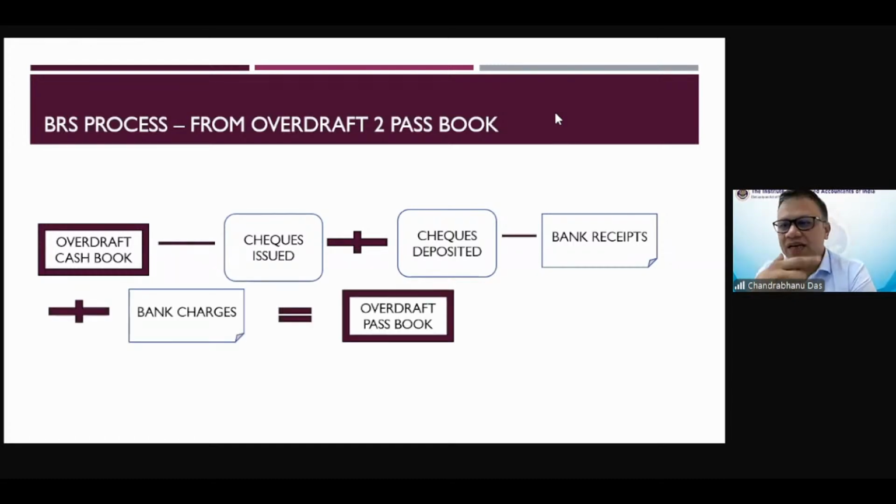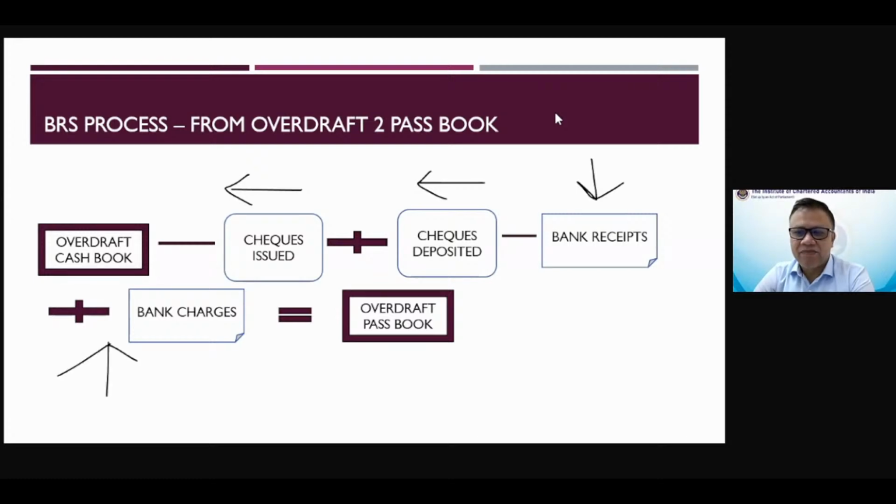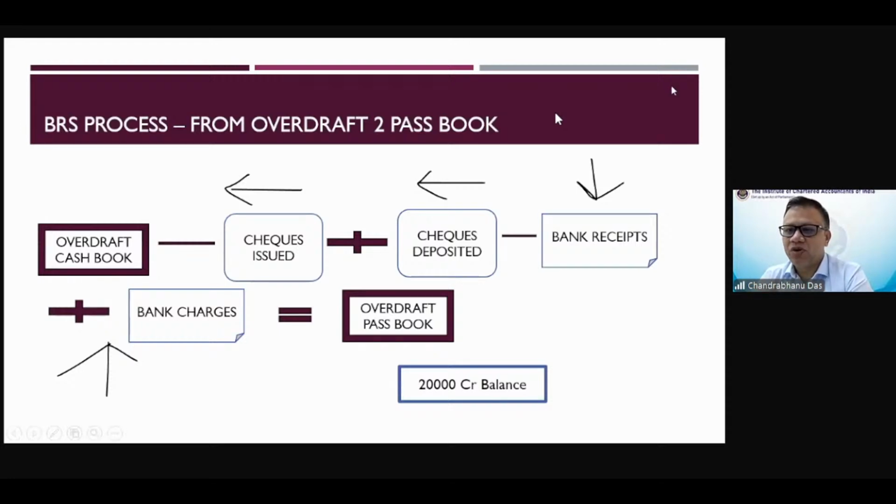Now, this may create confusion, so how to remember this equation? Just remember one thing. This is where you are going to reverse: bank receipts is decreasing and bank charges increasing. To explain this point, I will give you a small example. Just understand that you have 20,000 in overdraft in a cash book, right? Overdraft is like a credit balance in a cash book, because a debit balance is a favorable balance and a 20,000 credit balance is an unfavorable balance.